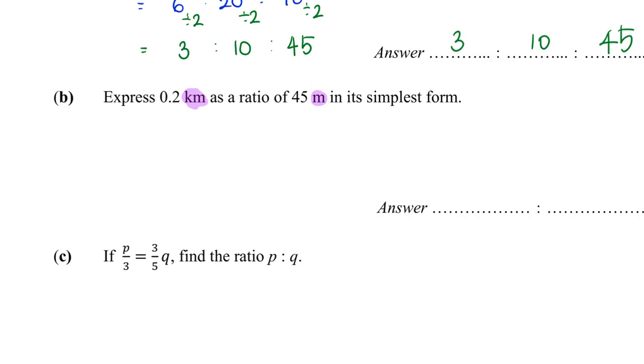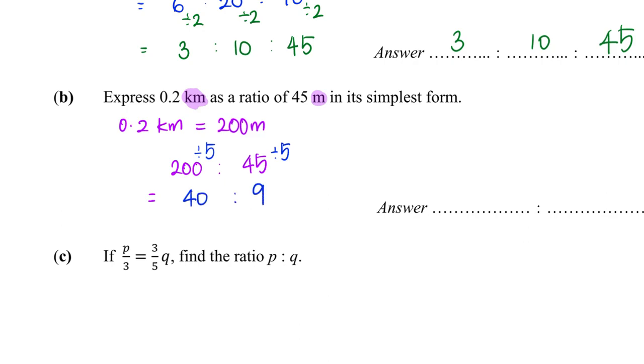Either you convert all to kilometer or you convert all to meter. Mr. Tan would like to convert 0.2 kilometer into meter. Then we could express as a ratio by having 200 is to 45, and from here I could divide both by 5 to give me 40 is to 9, and that happens to be the simplest form.